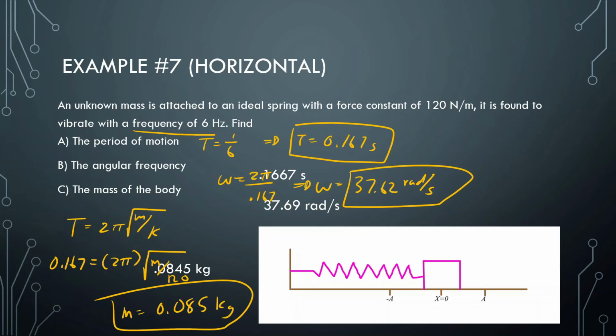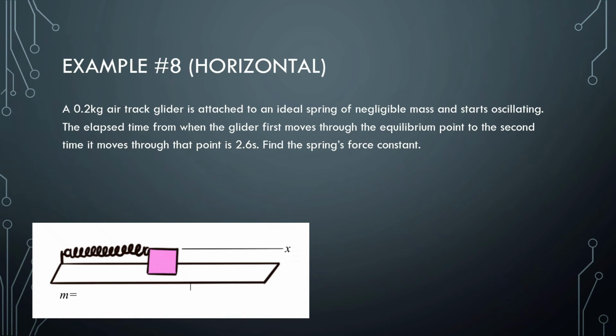Okay. And moving on. A 0.2 kilogram air track glider is attached to an ideal spring of negligible mass and starts oscillating. The elapsed time from when the glider first moves through the equilibrium point to the second time it moves through the equilibrium point is 2.6 seconds. Find the spring force constant. Okay, so we're looking for what this k is equal to.